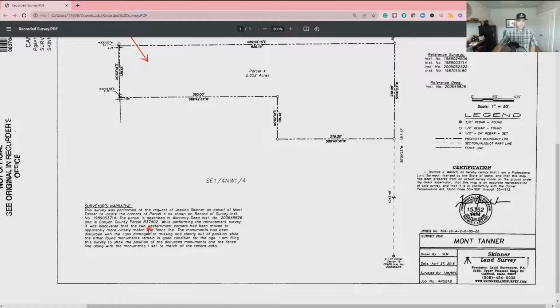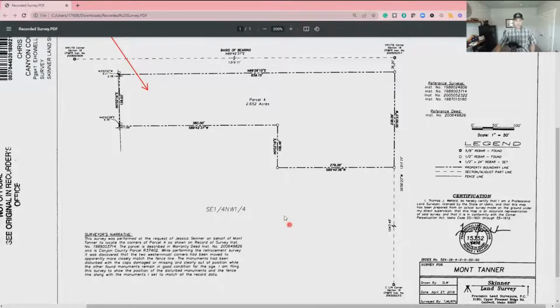Parcel 37402. While performing the retracement survey, it was discovered that the two westernmost corners, which are these corners right here that we're looking at, had been moved to apparently more closely match the fence line. The monuments had been disturbed with the caps damaged or missing and clearly out of position, while the other found monuments remain in good condition for the age. I am filing this survey to show the position of the disturbed monuments and the fence line, along with the monuments I set to match all the record data.